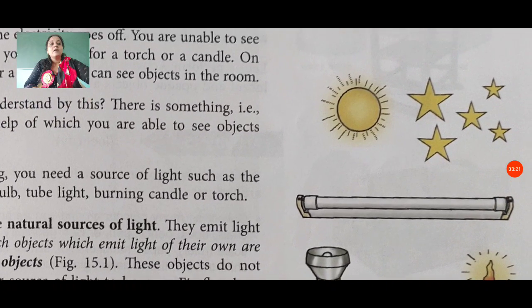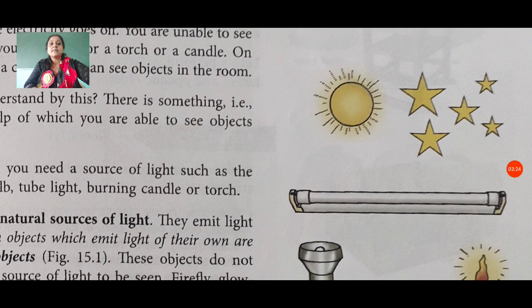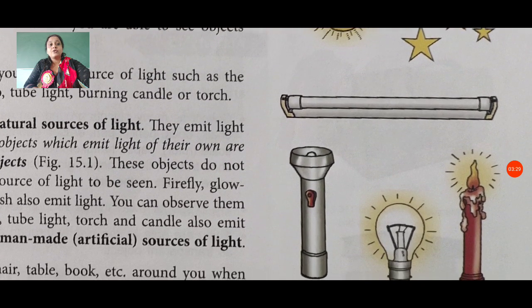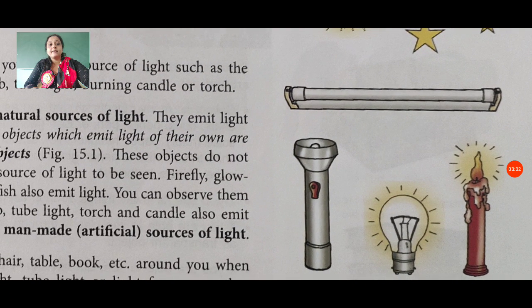You can see the pictures are also available here. Sun and stars are natural sources of light. Then artificial sources are torch, bulb, candle, tube light. They are called artificial light because they are made by man. They do not have their own light. All these things are used by us to get light, so they are called sources of light. Now we look at the next page of our textbook.